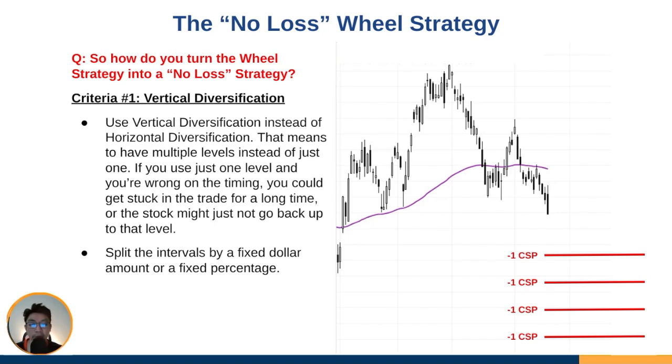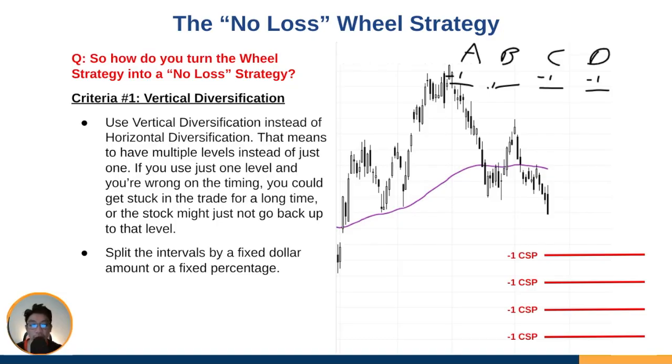Horizontal diversification basically just means that you have multiple different stocks and you are trading the strategy on them. So let's say, for example, you have stock A, B, C, and D, and all you're doing is the wheel strategy on each of them, right? So that means you are doing one cash secured put down here, another cash secured put, right? So -1 down here, -1, -1, -1, right? And then if you get assigned on any of them, basically you're just going through the whole wheel strategy routine. So this is what is called horizontal diversification.